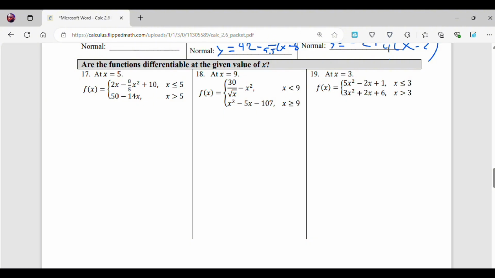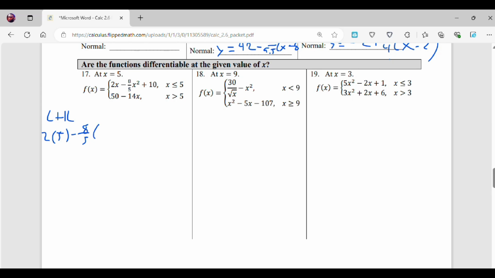We know the function cannot be differentiable at that x value. Okay, so let's find our left-hand limit. We're given x equals 5. Our left-hand limit uses the top function because it's the limit from the left. Anything to the left of 5 is going to be our left-hand limit. So I'm using the top function and plugging in 5 into every x. Minus 8 over 5.